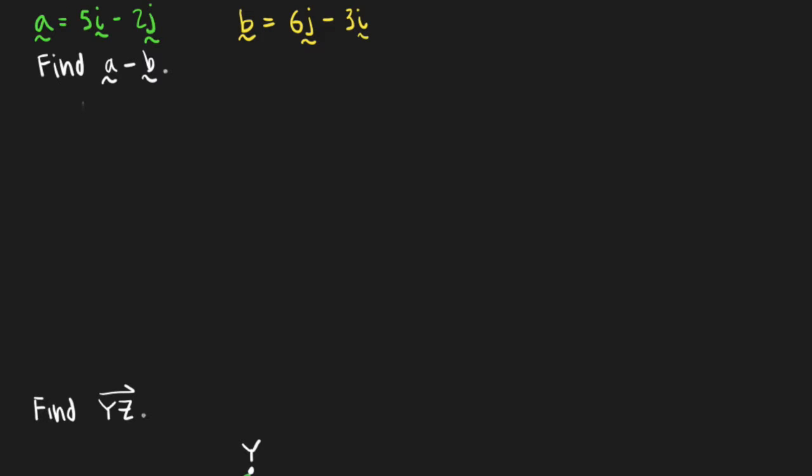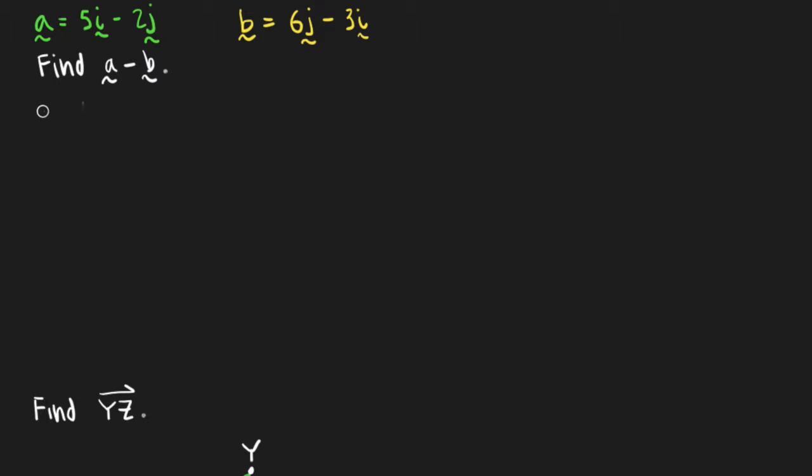In the last video, we were introduced to the concept of vectors, and I mentioned that we had two questions that we'll go through in the next video because we didn't have time. So we'll do that now. The first question gives us two vectors, a and b, and it tells us to find a minus b.